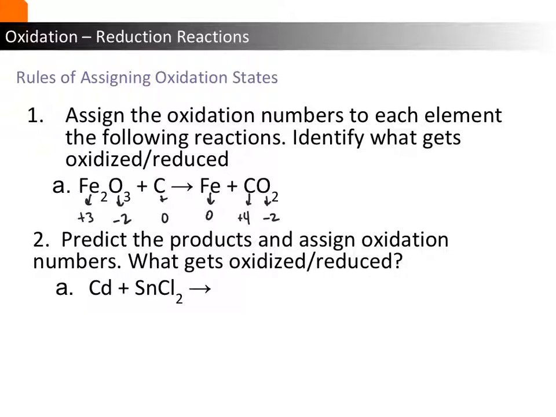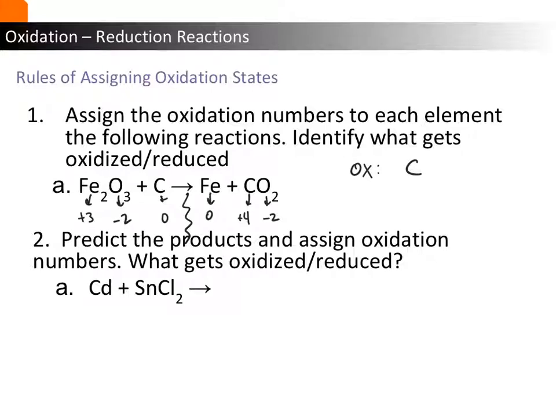Now I have the oxidation numbers assigned to each element, and I can see that on the left I have +3, -2, and 0, and on the right I have 0, +4, and -2. So next I have to figure out which element gets oxidized, meaning it goes from a low oxidation state to a higher oxidation state. And in this case, I look at carbon. On the left, it has a 0, and it ends up as a +4, so it becomes more positive. It loses electrons. Oxidation is a loss of electrons, increasing its oxidation state. So what gets oxidized is carbon.